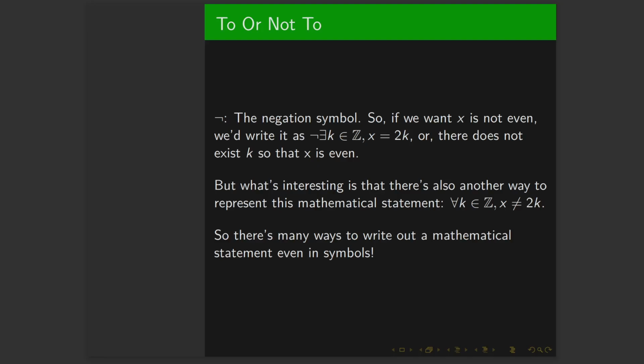And what's interesting here is that there's also another way to say the exact same thing. You can say that for all k, or for every single integer, x is not equal to 2k. So saying there does not exist a k so that something is true is the same as saying for every single k, this thing is false.